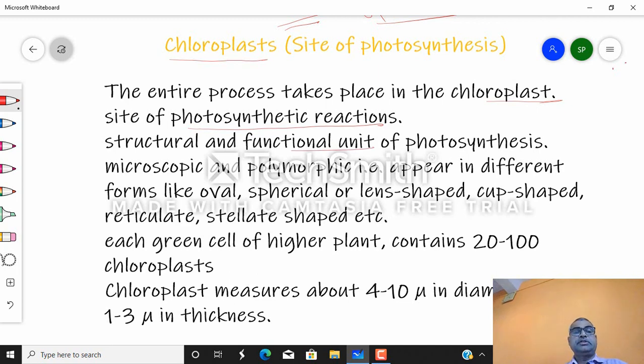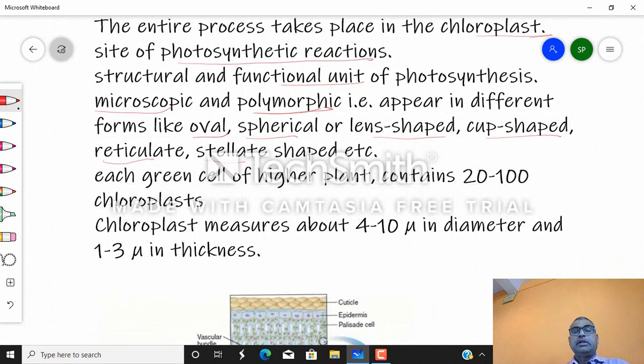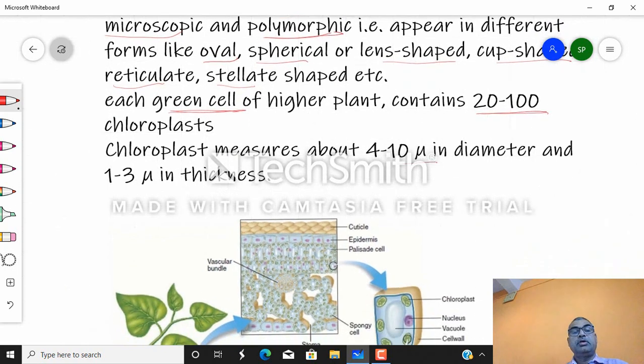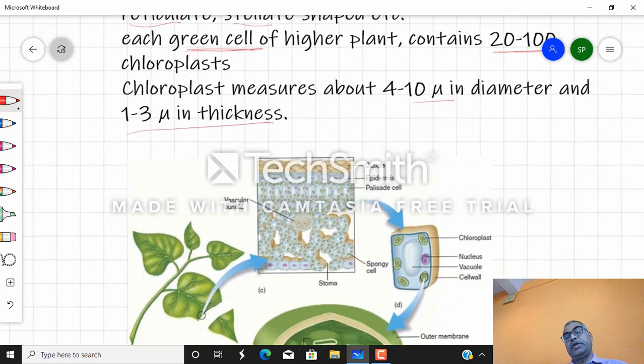How are the chloroplasts present? These are microscopic, polymorphic. Polymorphic means many morphological structures are present, and they are present in different forms. It may be oval, spherical, lens shape, cup shape, reticulate, stellate. Each green cell of a higher plant contains 20 to 100 chloroplasts, and a chloroplast measures about 4 to 10 micron in diameter and 1 to 3 micron in thickness.